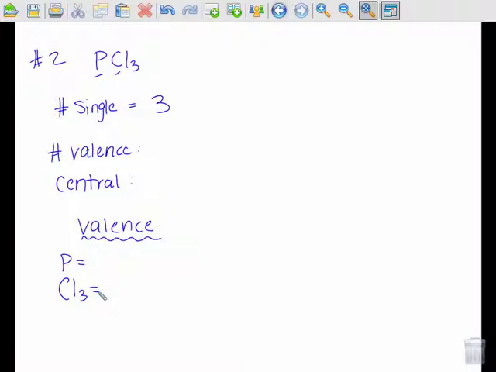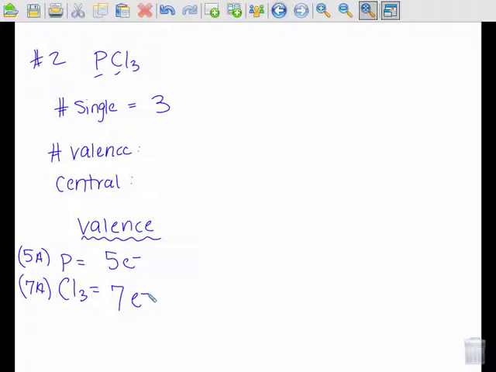I'm going to use my periodic table, find phosphorus, and find that it is in column or group 5A. I'm going to find chlorine and figure out that it's in 7A. It's just what group it's in. So that means the phosphorus atom has 5 valence electrons. The chlorine atom has 7 valence electrons.